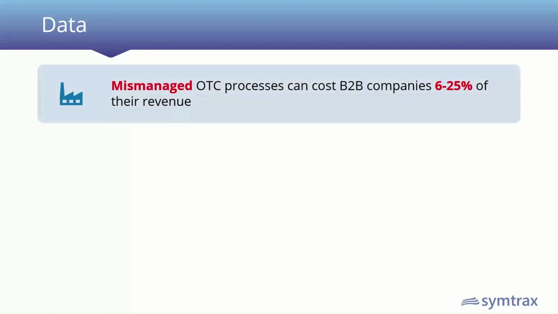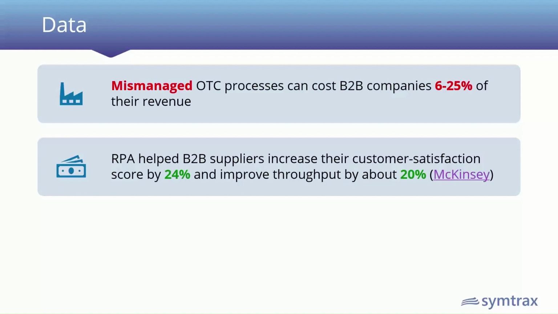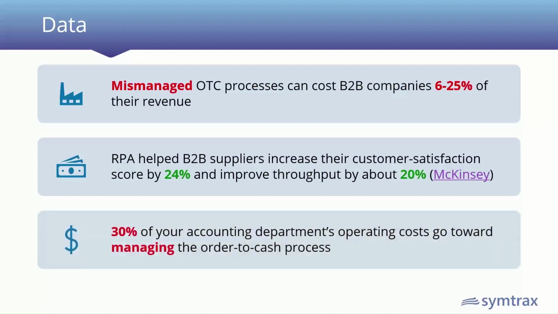According to our research and our data collection, we found out that a mismanaged order to cash process can cost you upwards of 25% of your revenue. Not only that, for those who have started to automate, for those who have implemented RPA, they are able to improve their customer satisfaction and also efficiency. Last but not least, the cost that goes through your accounting department will be around 30% just to manage this process. Let's come to the next question.